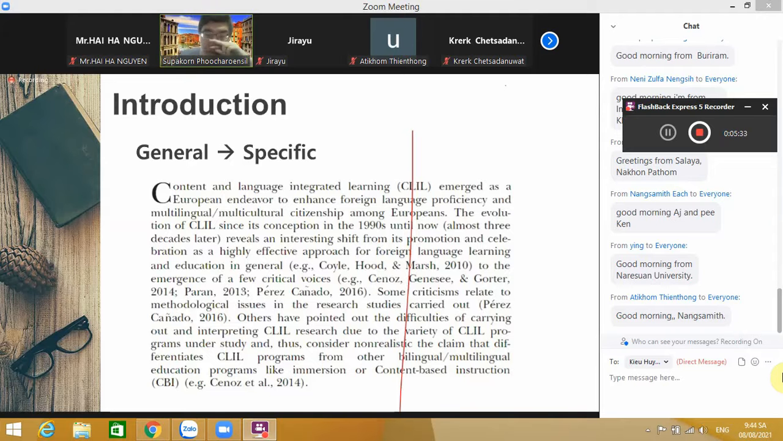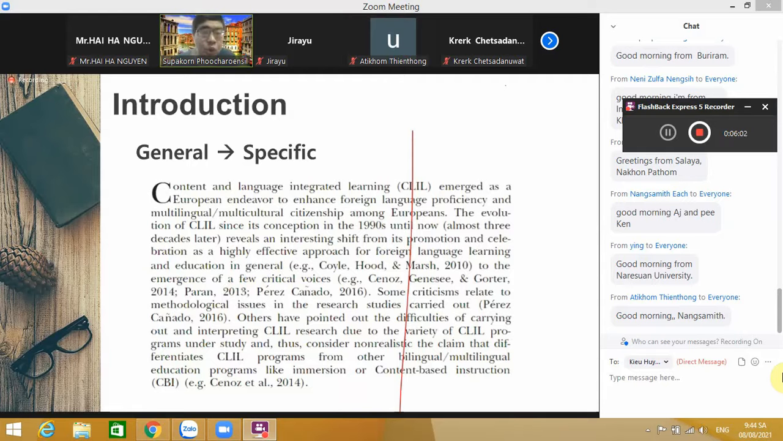And then you can move to something that is specific, right? You can talk about the evolution of CLIL here. And it's very important to cite related studies or big names in the field. This is to increase the reliability and trustworthiness of your work, right? And you can talk here about the emergence of a few critical voices. Some criticisms relate to methodological issues in the research studies carried out, right?